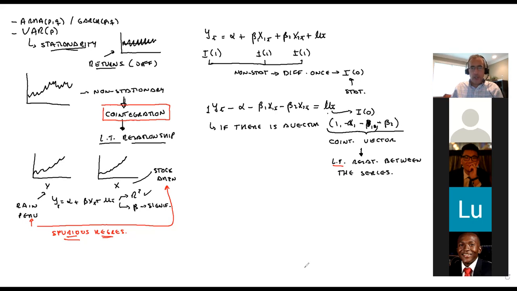Okay, so how do we use this concept here? Well, let's do the following just to remember. Do you remember, if I have an integrated one series, what I need to do? Well, what I can do is I simply take the difference, right?